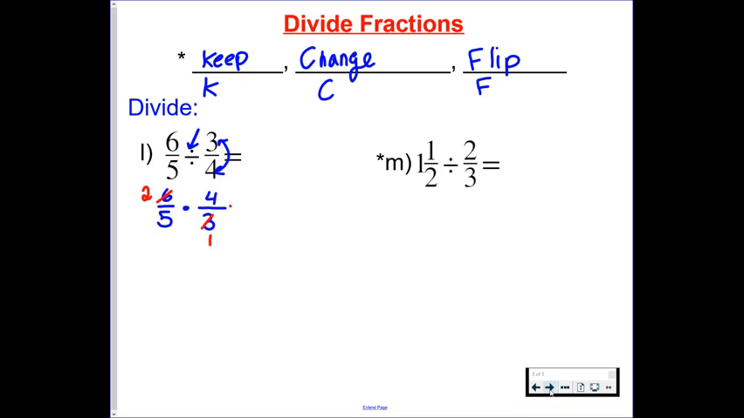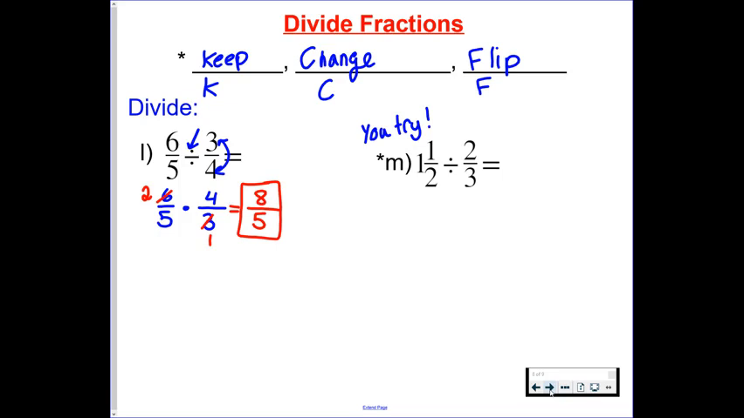And now I'm going to multiply straight across. 2 times 4 is 8. 5 times 1 is 5. And that cannot reduce. So 8 over 5 is our fraction in the end. Now this last one, this one's a great one for you to try. So I'd like you to pause the video here. See if you can divide these 2 fractions using what we've just gone over. And then you can play the video back and see how you did.